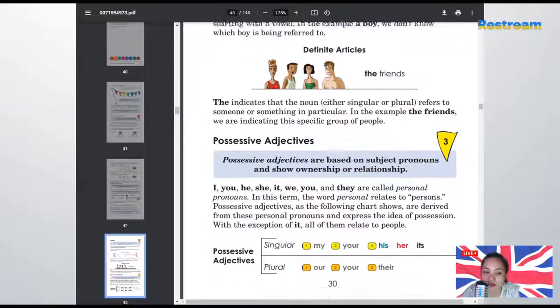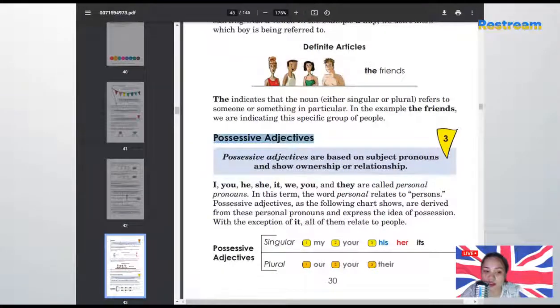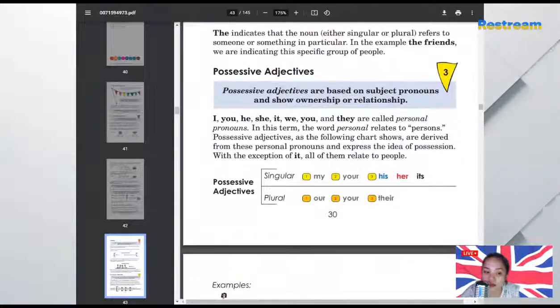So we also have here the possessive adjective. A possessive adjective is based on the subject pronouns and it shows ownership. With that, we are using pronouns. When we say pronouns, these are words that replace nouns. So we have singular and plural forms like my, your, his, her, its, our, your, and their.